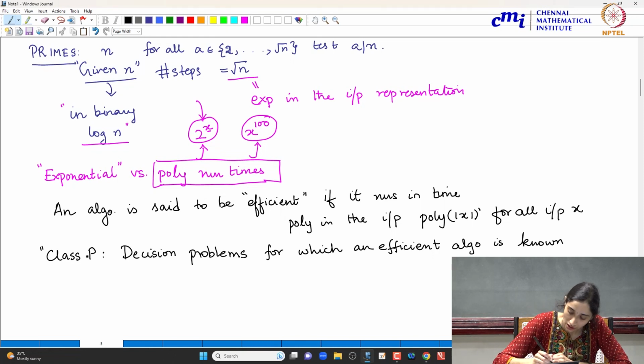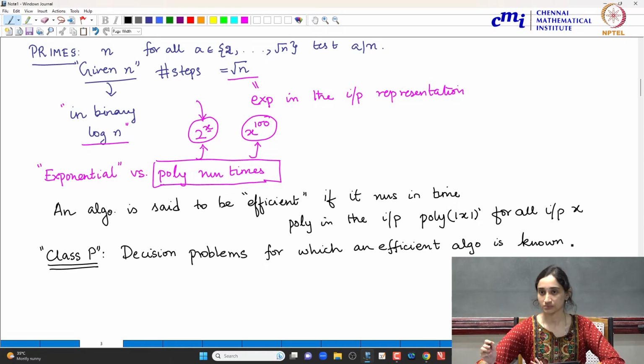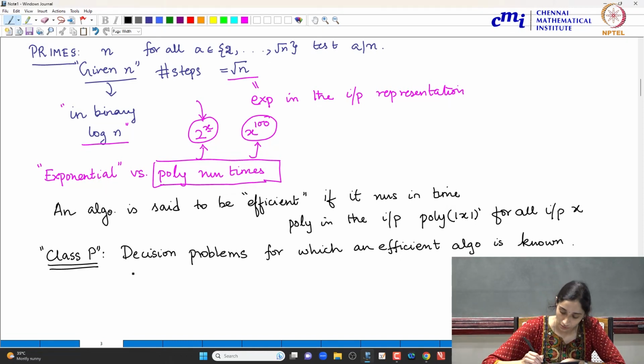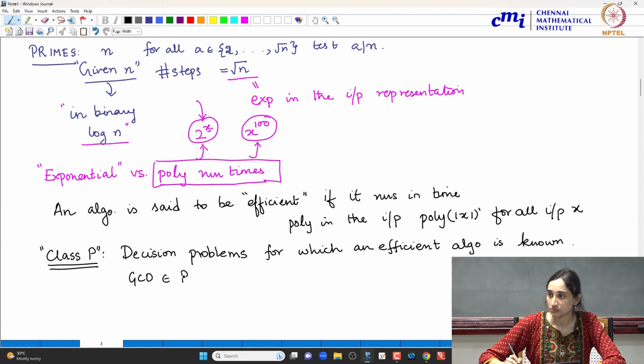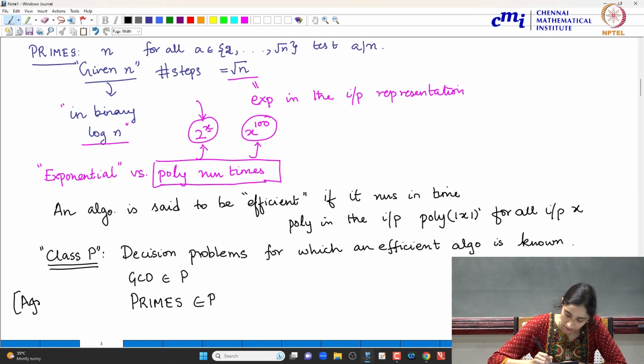So the class P is a class of computational problems that have a yes-no answer for which we know an efficient algorithm. For example, GCD is in P. It's interesting to note that primes is in P. This is a result by Agrawal and others, and it's a very hard result. I'm not going to present it, but you should know that. It comes with much effort.